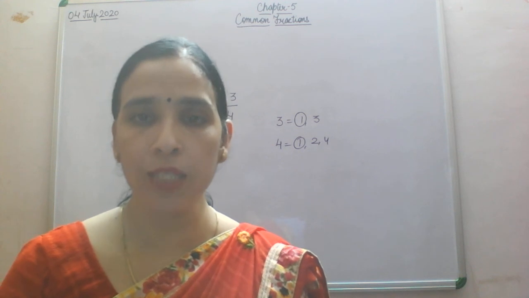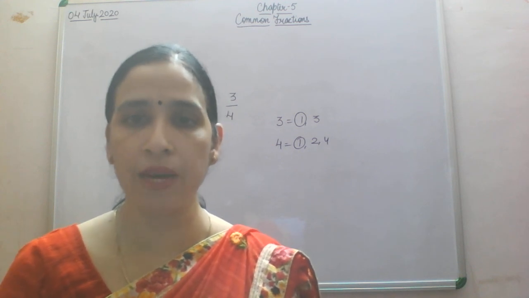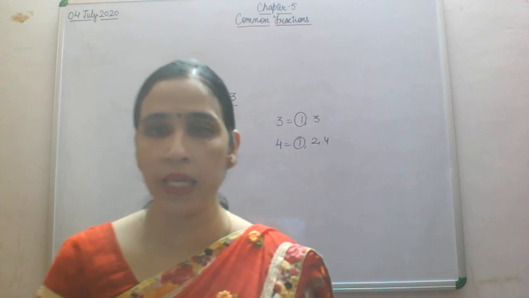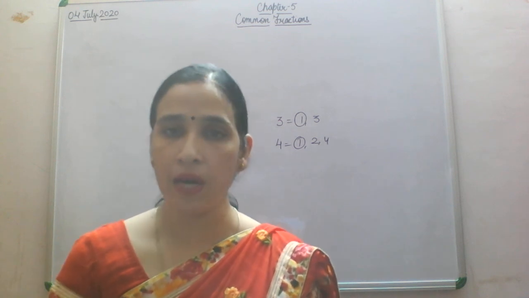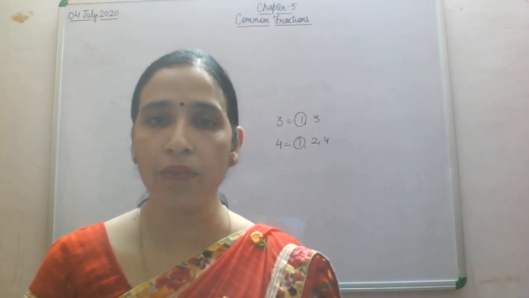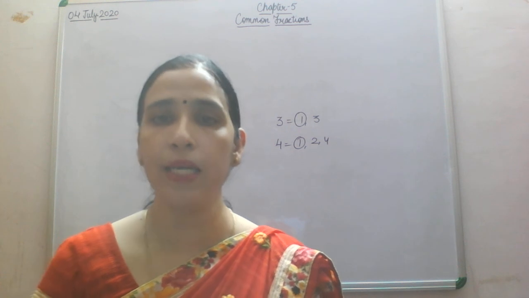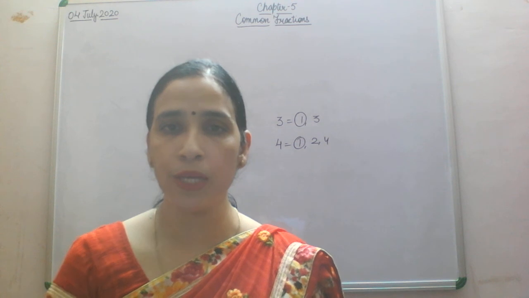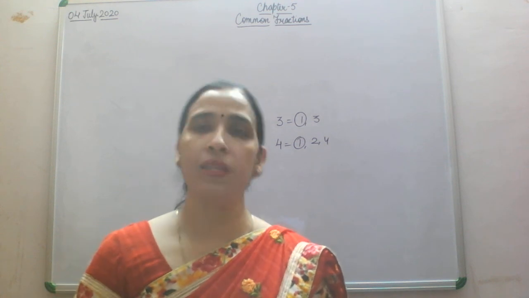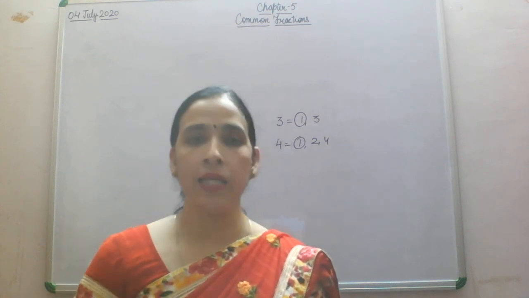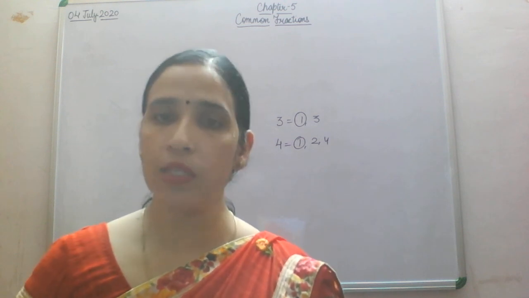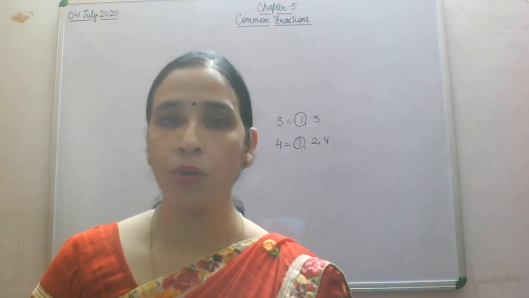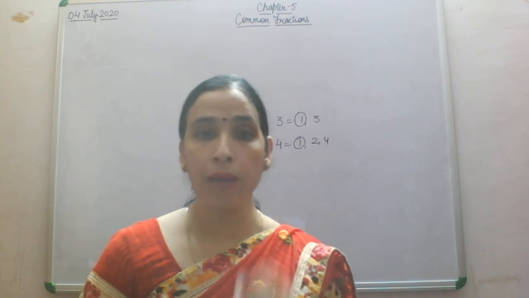Your homework is you have to complete exercise 5.2, question numbers 3, 4 and 5. Along with that you have to do the lab activity in your notebook. You are supposed to do the lab activity with colorful paper, or with white paper you can color it, and it's up to you which paper you want to use. So it's totally up to you.